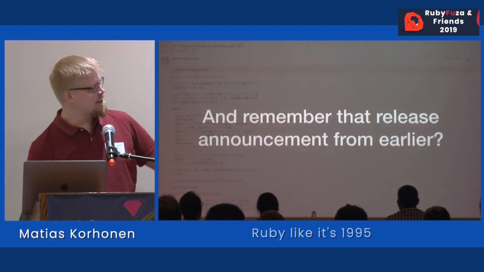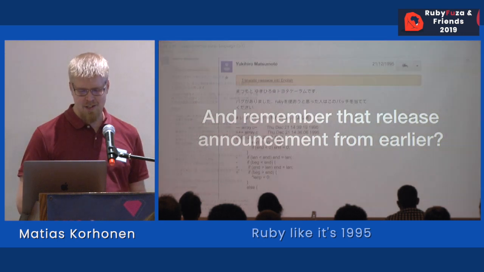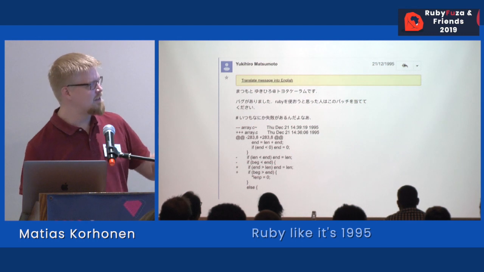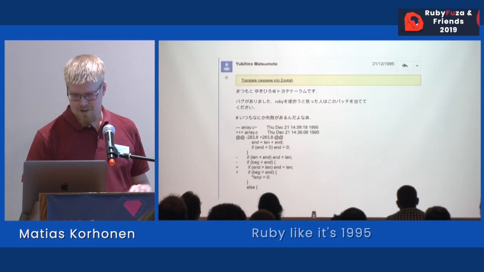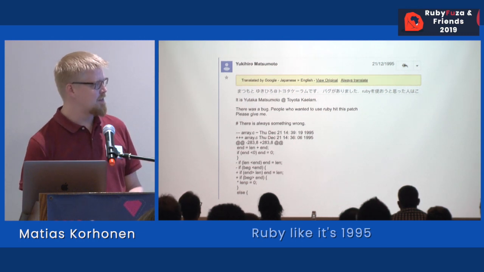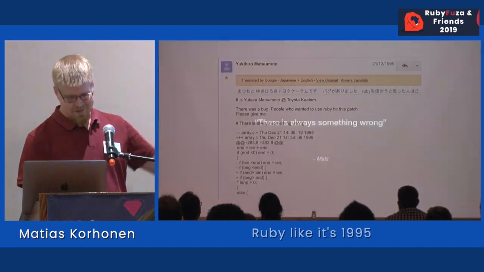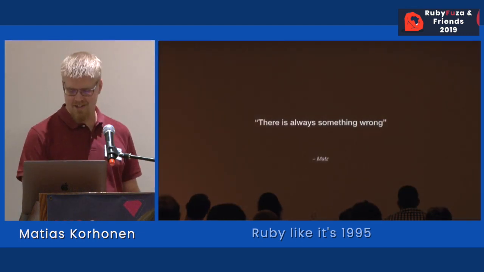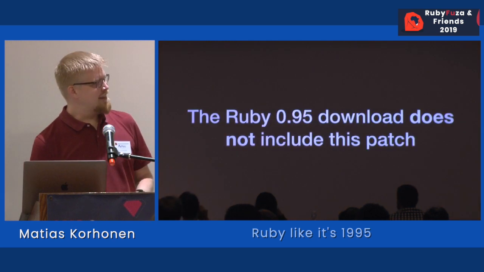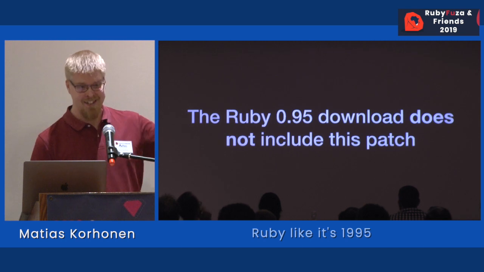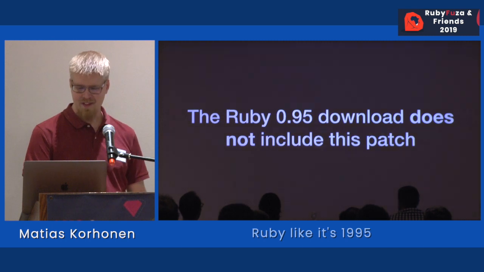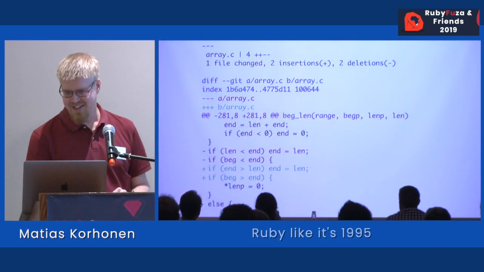And remember this release announcement from earlier? It turns out I should have read it a bit more carefully, because there's a follow-up message where Matz sends in a patch to the release on the same day. And there is always something wrong. I think that's kind of a slogan for software development. And handily, the Ruby 0.95 download does not include this patch. So unless you go read that release announcement, you'll never know that it's broken. So I apply that patch too.